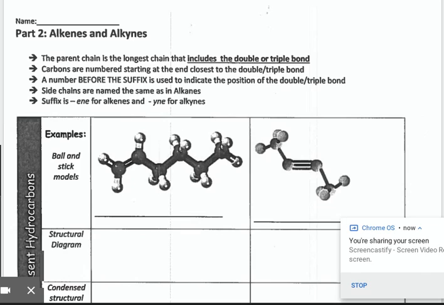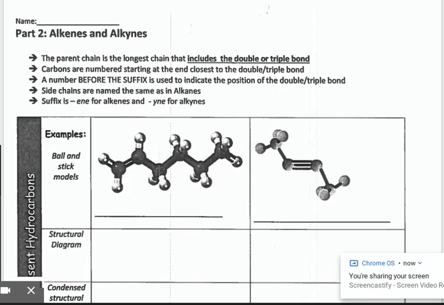So we know already that the alkenes and the alkynes are hydrocarbons that have a double or triple bond in it. A couple things to remember here is that the parent chain is the longest chain that includes the double or triple bond. Carbons are numbered starting at the end closest to the double or triple bond. And what we have to do is indicate where the double or triple bond is in the parent chain, and we do that using a number.